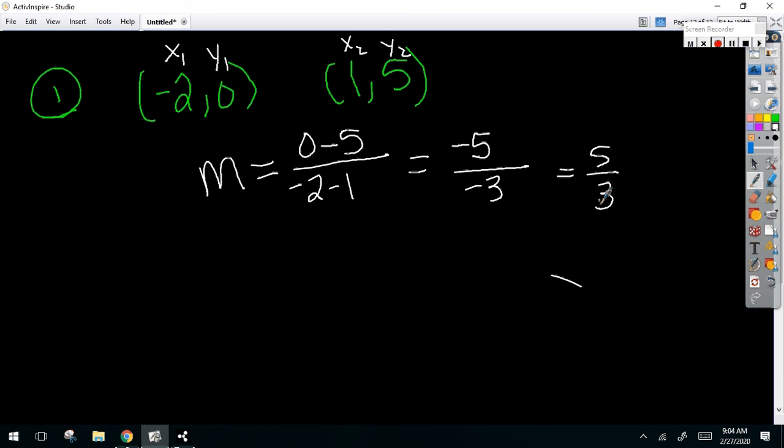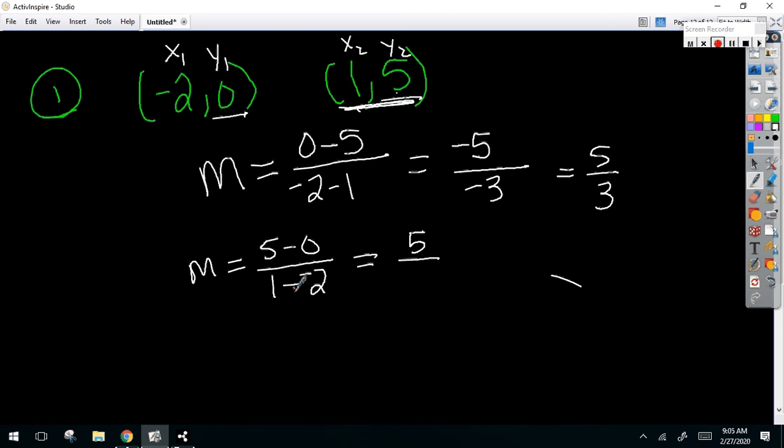Did anyone in here do 5 minus 0 instead of 0 minus 5? That's what I was about to say. Okay. Watch what happens if I had done that. Let's say I started with this point and I did 5 minus 0, because you have to do the y's and then you have to do the x's. 1 minus -2. What is 5 minus 0? 5. What's 1 minus -2? +3. Look, they're the same.